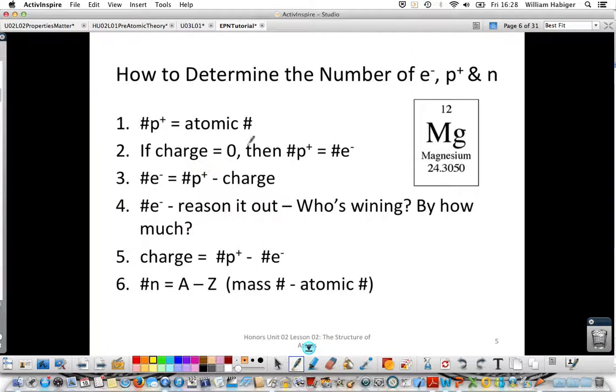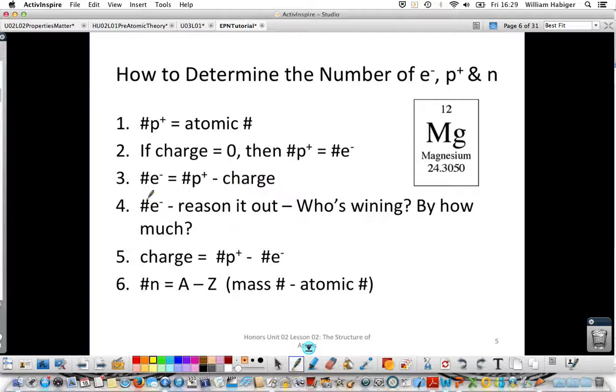So some good rules of thumb. The number of protons is always equal to the atomic number that's on the periodic table. So if you know the element, you can figure out the protons by looking at the periodic table. If we're looking at a neutral atom, then the number of electrons is the same as the number of protons. If we don't have a neutral atom, then the number of electrons is equal to the number of protons minus the charge. Watch out for negative charges, because when you subtract a negative number, it makes it positive, and then you end up adding it.